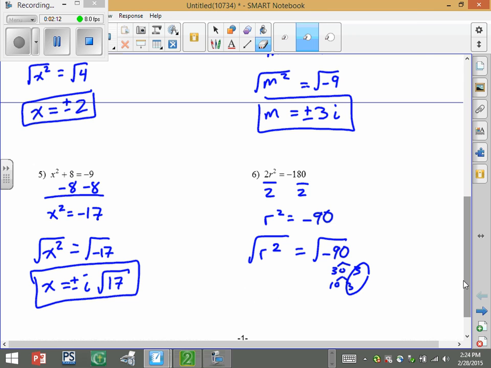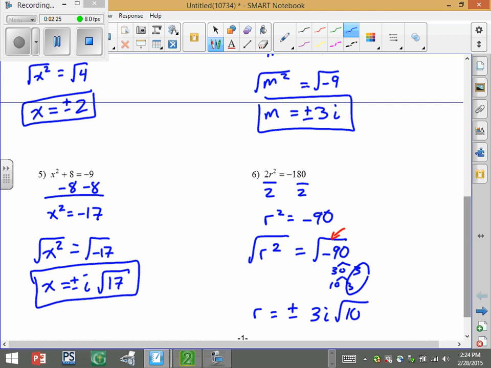So let me actually move my r down a little bit. And with r equals plus or minus, you have the 3 that you can pull out. You also have to deal with a negative that's sitting right here underneath the square root. So we have an i, and a 10 is left underneath the radical symbol.